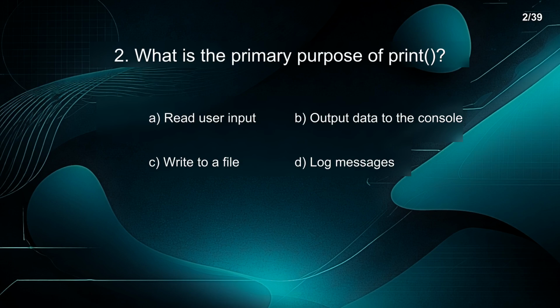Second question. What is the primary purpose of print? A. Read user input. B. Output data to the console. C. Write to a file. D. Log messages. Correct answer is B. Output data to the console.